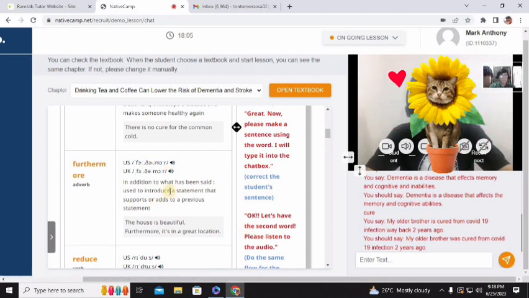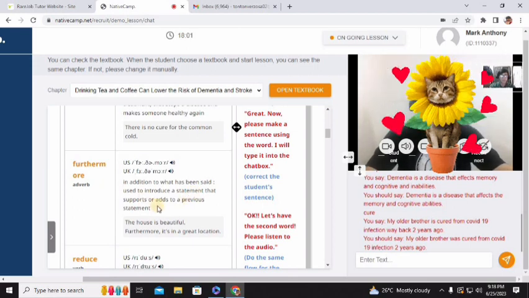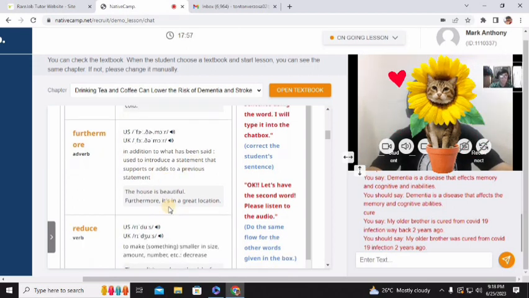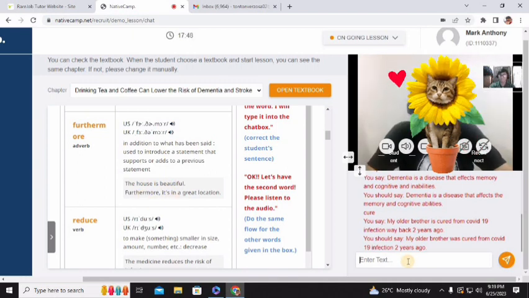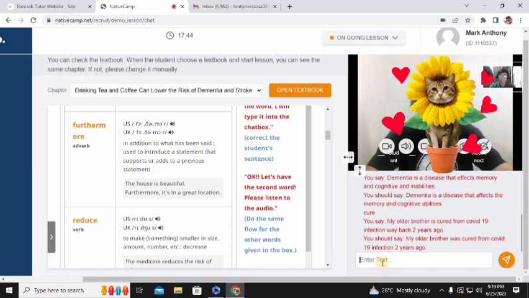Okay, thank you. So it means, in addition to what has been said, used to introduce a statement that supports or adds to a previous statement. Let me read the sample sentence, repeat after me once. The house is beautiful. Furthermore, it's in a great location. The house is beautiful. Furthermore, it's in a great location.